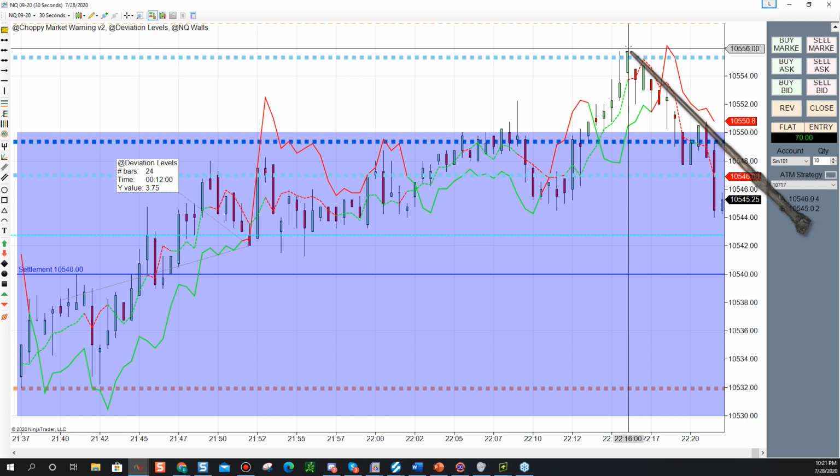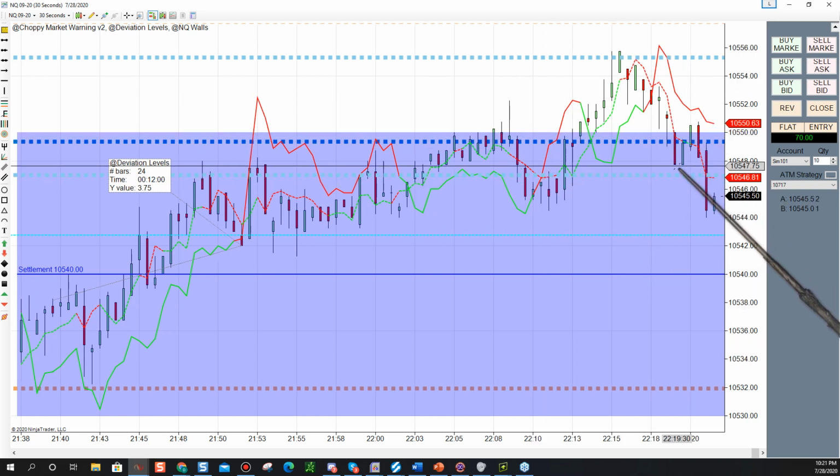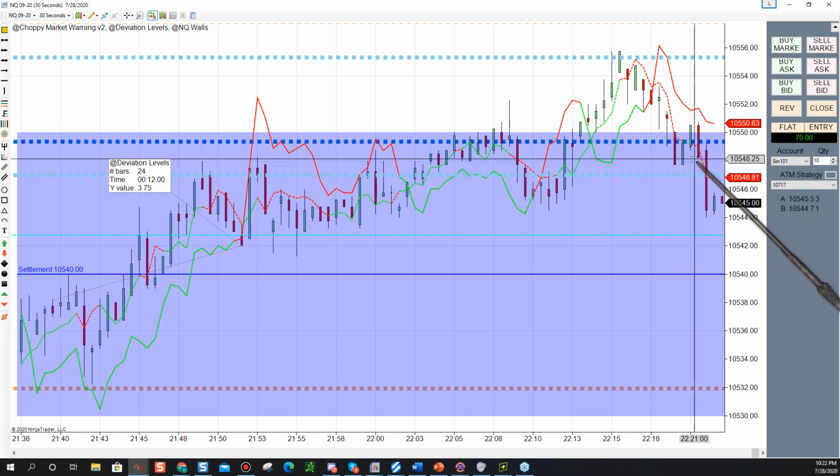So see, we made it all back because we took a small stop. When the next setup came in, I missed it, but it pulled back to it. I went ahead and hopped in. Boom, made it back right away.